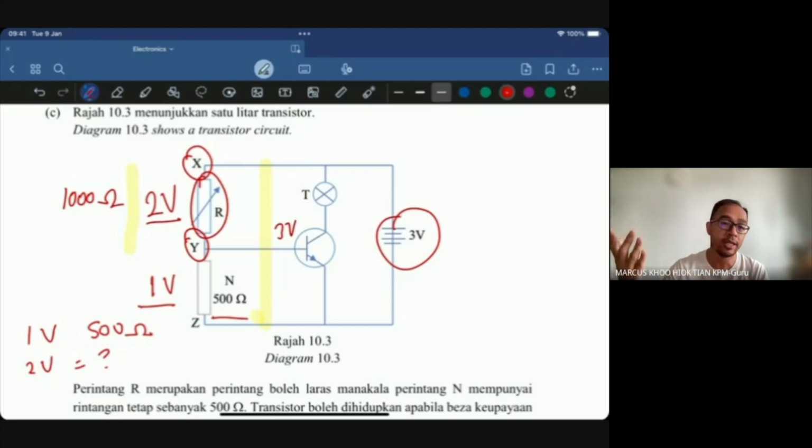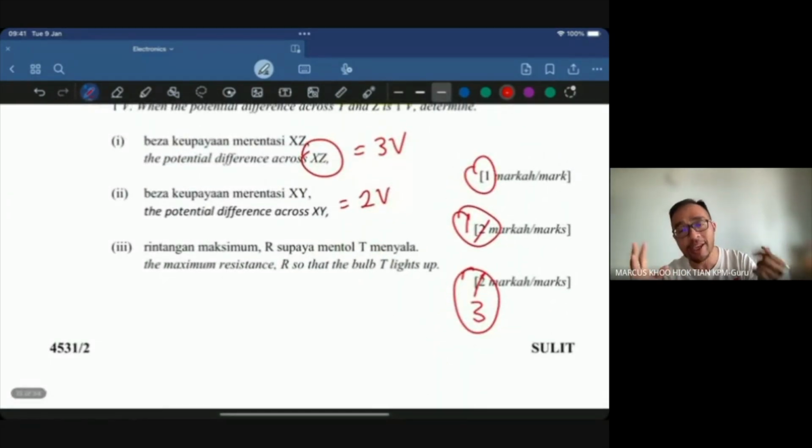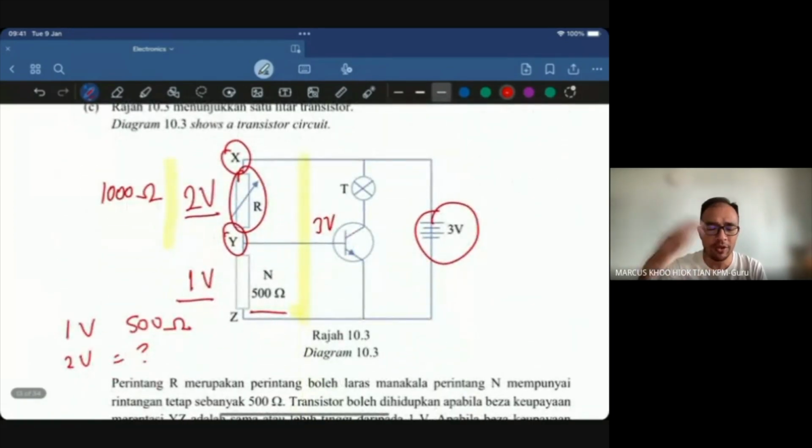And remember transistor, we always talk about this. Big resistance means big voltage means big current, and so on. I guess if you really want to show, because this is a 3 mark question, actually I also don't know, because I've always been doing it using logic: 1 volt is 500, so 2 volts is 1000.